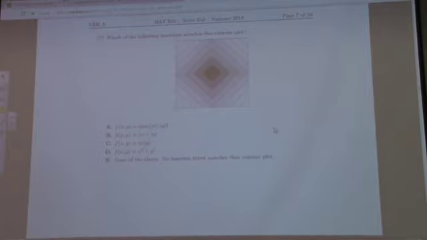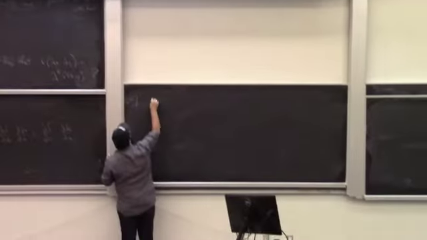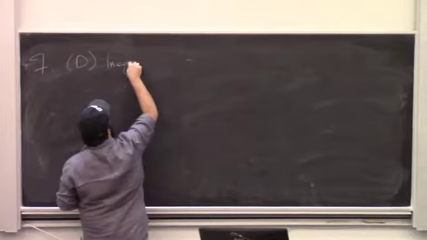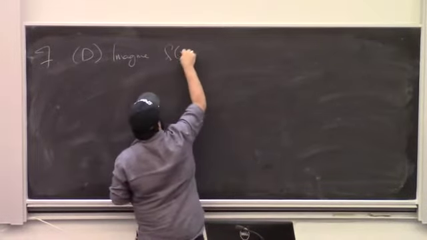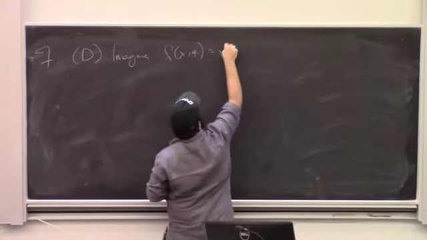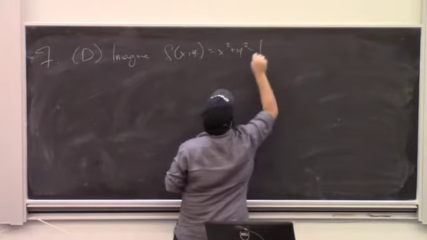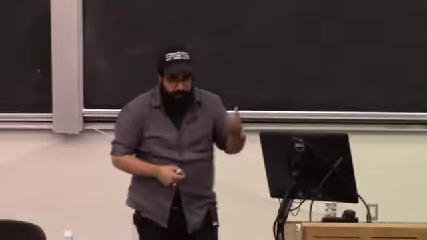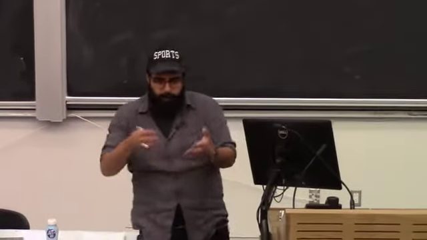I'm going to start from the bottom. So this is question 7. And function D, let's imagine the level set f of x, y, which equals this, equals 1. Well, that's a circle, right? And as the 1 changes, you'll have bigger and smaller circles. So the contour plot of that thing is going to look like a bunch of concentric circles, and in particular, nothing like this picture of diamonds.